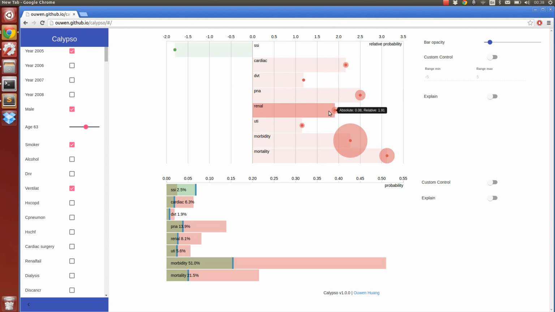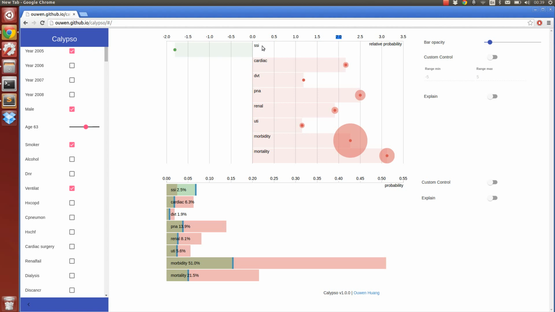The closer a point is to the right, and the bigger the sphere, the more risky that factor is. So 0 represents an average patient. So the average patient will be here. 1 would represent 2 times the average risk. 2 would represent 3 times the average risk, and so forth.